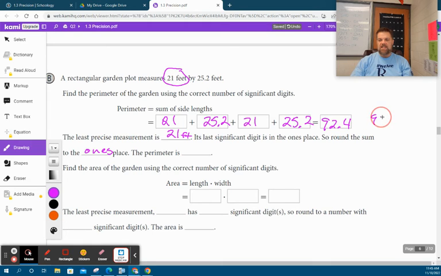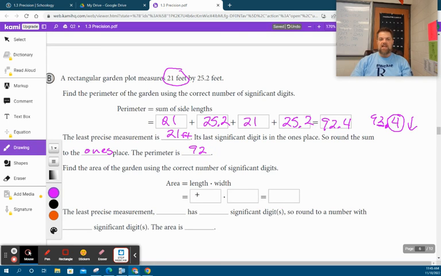Well, I look at 92.4. I look at the number to the right of the ones place. Remember, we're rounding to the ones. 4 is less than 5, so we're going to round down. So the perimeter then would be just 92. And it's approximately 92 because we're rounding.